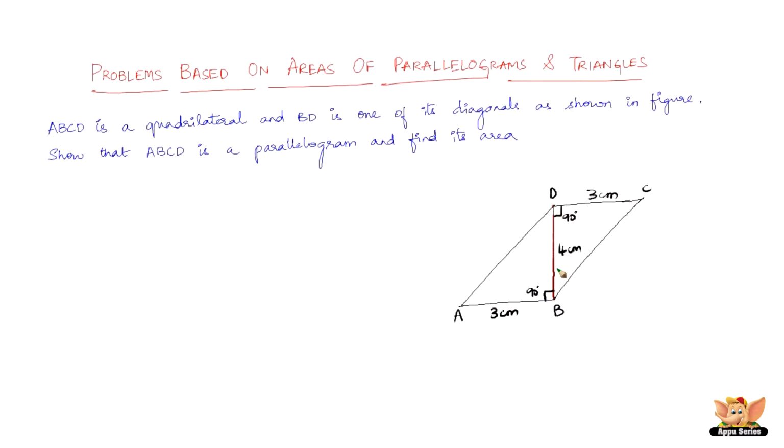Now since diagonal BD intersects transversals AB and DC at B and D respectively, such that angle ABD equals angle CDB, which is already given to be 90 degrees, the reason for this is alternate interior angles. So let me write here.